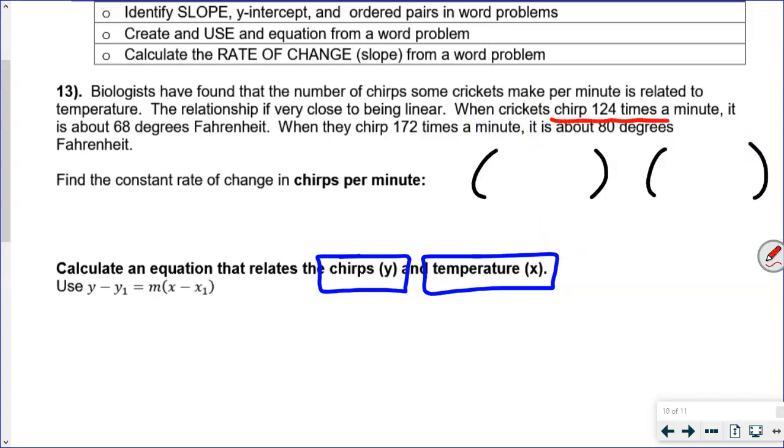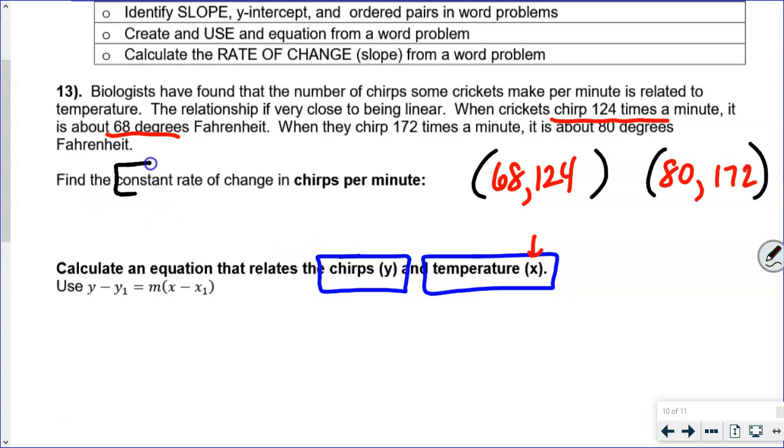Right here, the cricket chirps 124 times a minute when it's 68 degrees. What does that ordered pair look like? But I need the temperature to be the x. There we go. Yes, and the only reason I gotta be picky about it is because I defined it for you down here. So make sure you look at that first. So using that same order, the next clue will be 80 degrees. The cricket chirps 172 times.